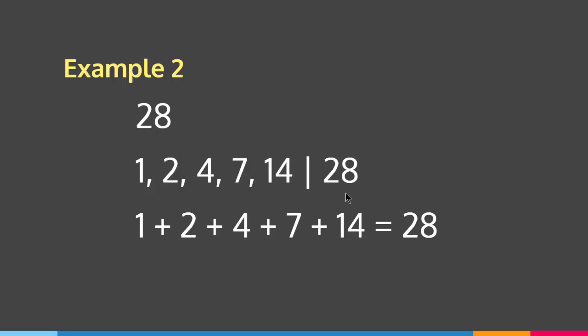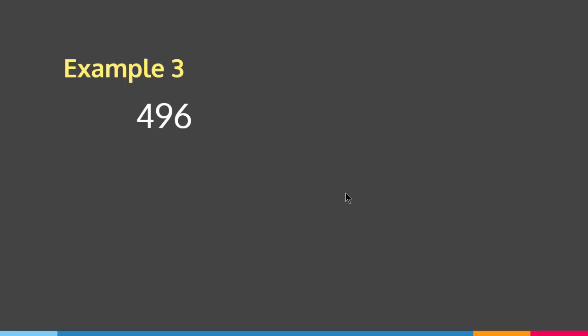So these are perfect numbers. Perfect numbers are those numbers that equal the sum of their divisors except the number itself. Also, for example, 496 is another perfect number. However, I'll leave it to you to find the divisors of 496.